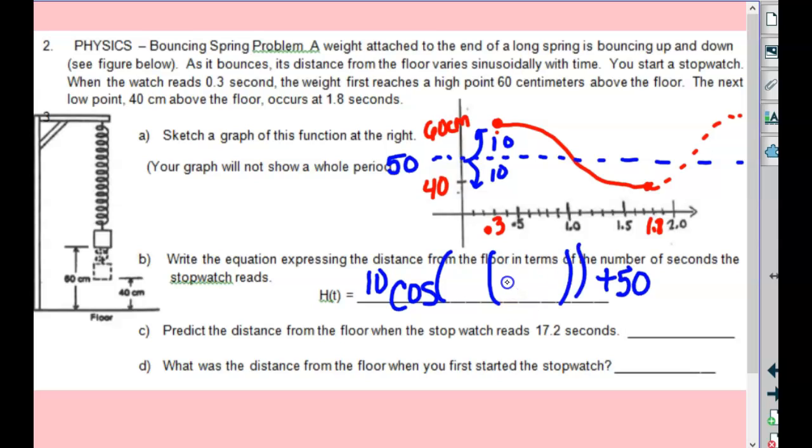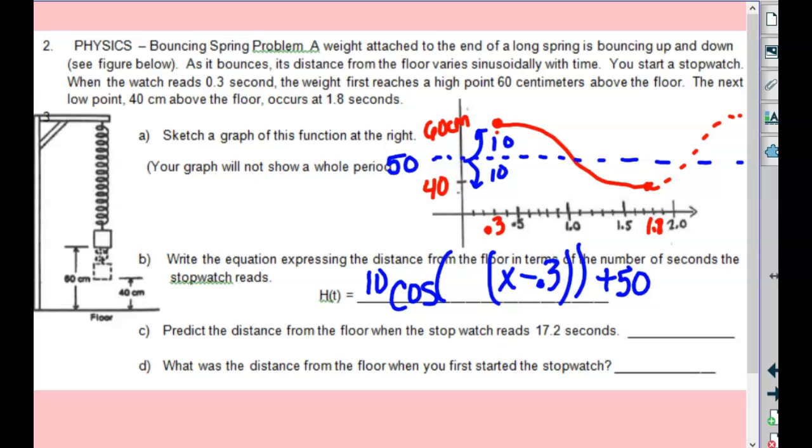So in here we could have X or T, which I probably wrote X on the last one. I always use X. Minus 0.3. Everybody okay with that part? All right. Now, the trick to this one is the period business.